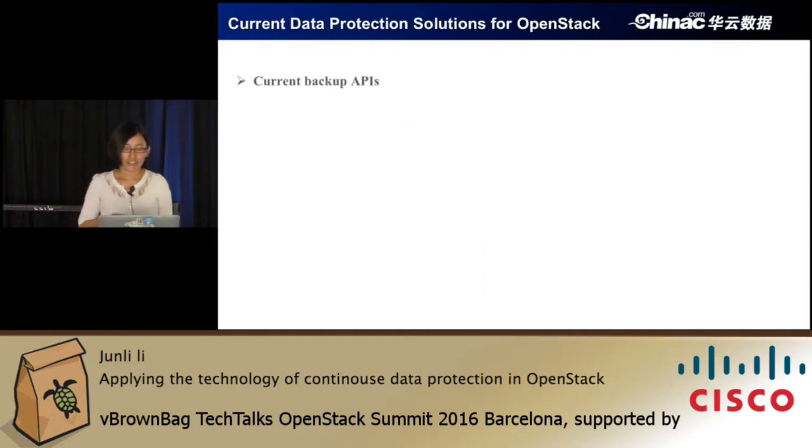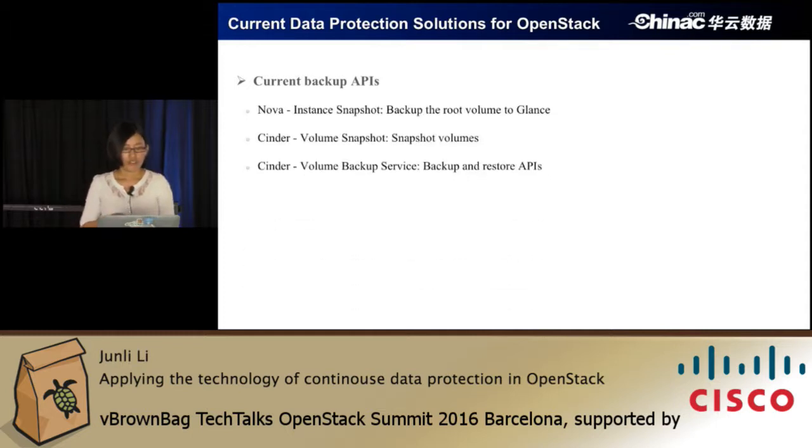Okay, now let's get to the point. There are going to be several slides about the current data protection solutions for OpenStack. These slides introduce the current backup APIs in OpenStack. Nova has the image snapshot API, which enables tenants to take a live backup of the root volume. And Cinder has the volume snapshot API to enable taking a backup of all kinds of volumes. In addition, Cinder also has defined backup and restore APIs.